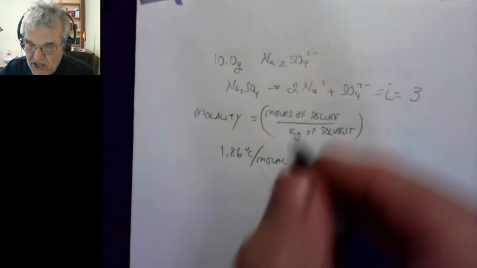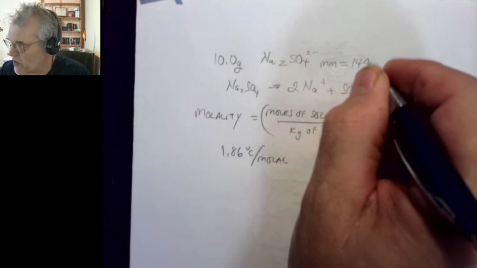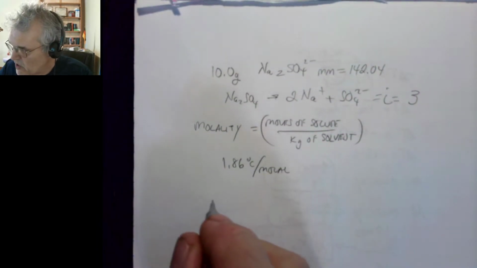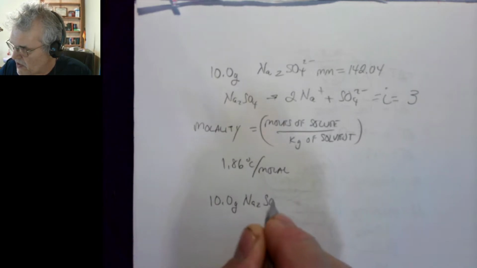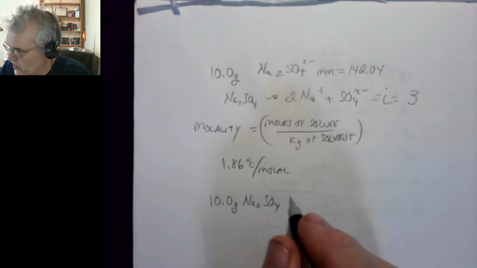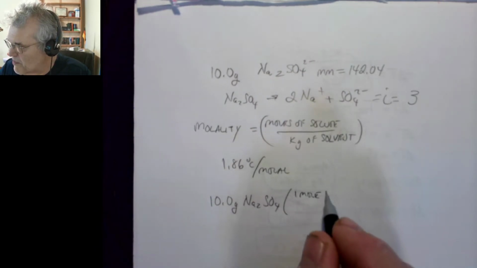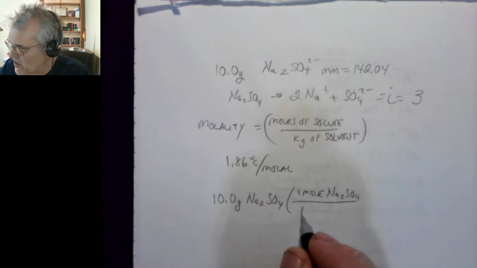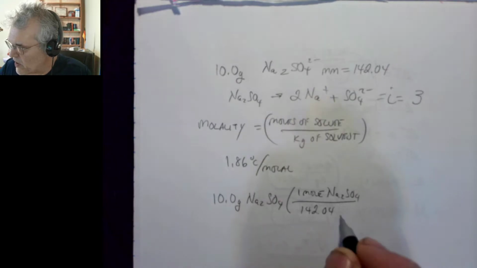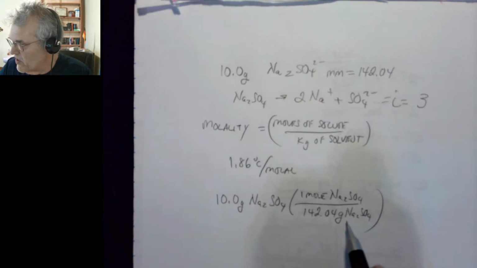we have. They give us the molar mass of it, and it tells us that the molar mass is equal to 142.04. That's grams per mole, of course. So we have 10.0 grams of sodium sulfate, and we use our conversion factor. It tells us 1 mole. Remember what we want, we put on top. Sodium sulfate has a mass of 142.04 grams of sodium sulfate. What we want to get rid of goes underneath.